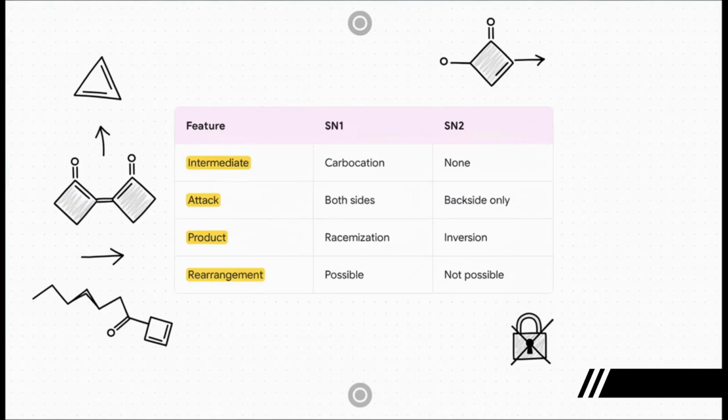Okay, people, this slide right here, this is your ultimate revision tool. Seriously, take a screenshot of this. For SN1, you get a planar carbocation, attack from both sides, and the product is a mix. That's called racemization. For SN2, there's no intermediate, it's a backside attack, and the product is 100% flipped, inversion. And don't forget that carbocation in SN1 means rearrangements can happen. They can't in SN2. This table is pure gold.